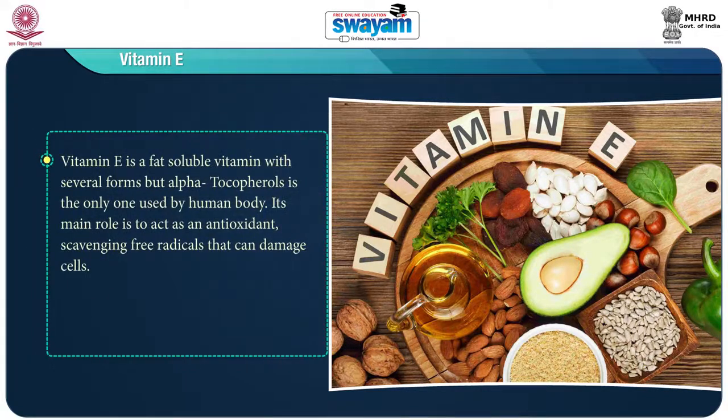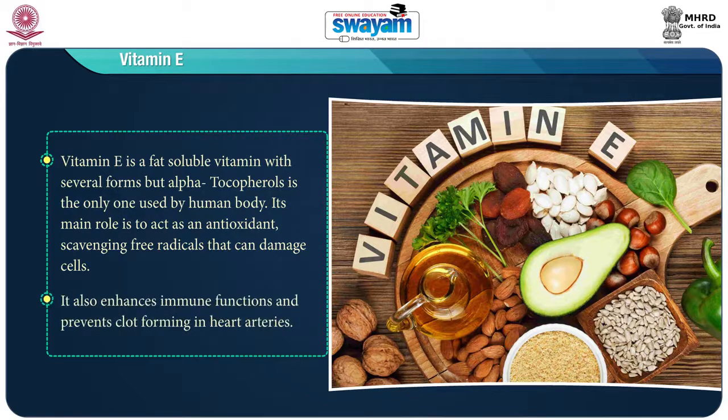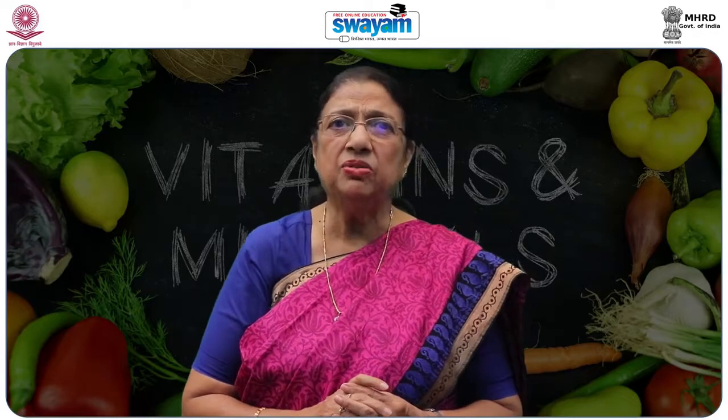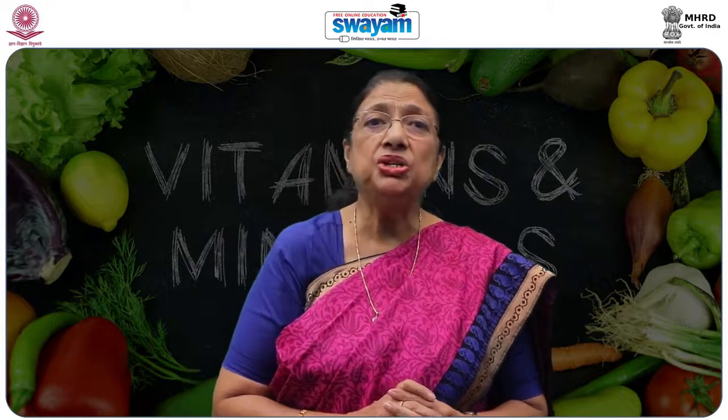Vitamin E is a fat soluble vitamin with several forms, but alpha tocopherol is the only one that is used by the human body. Its main role is to act as an antioxidant, scavenging free radicals. It also enhances immune functions and prevents clot forming in the heart arteries. Now, the health benefits of vitamin E: prevention of oxidative stress.